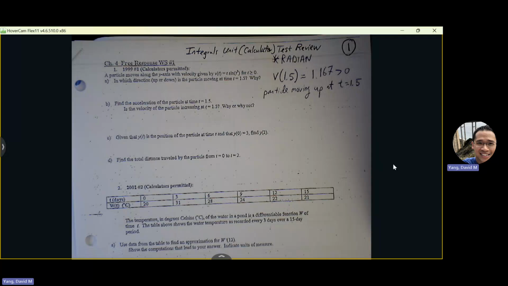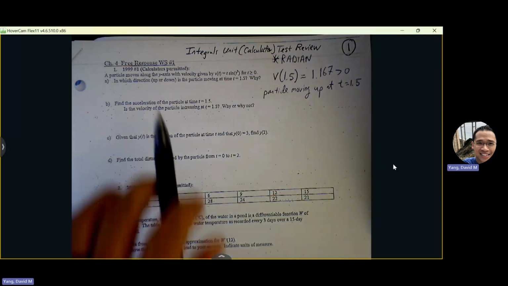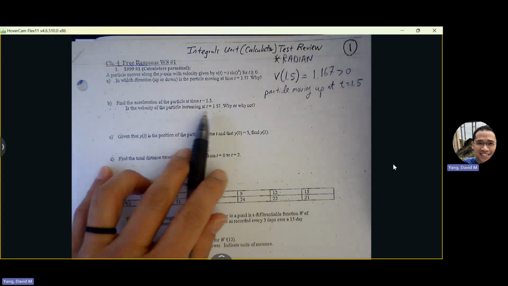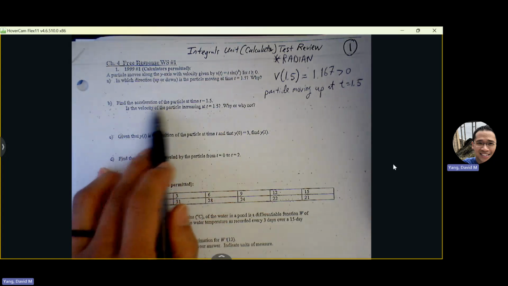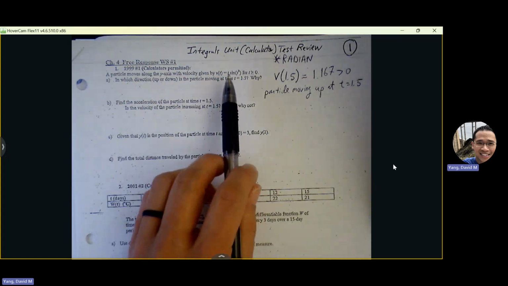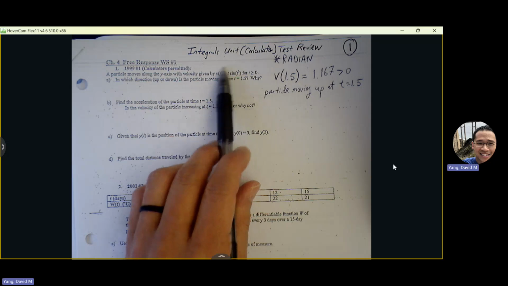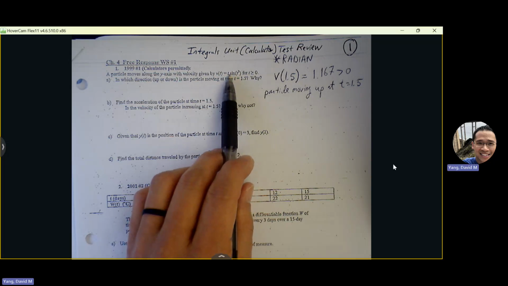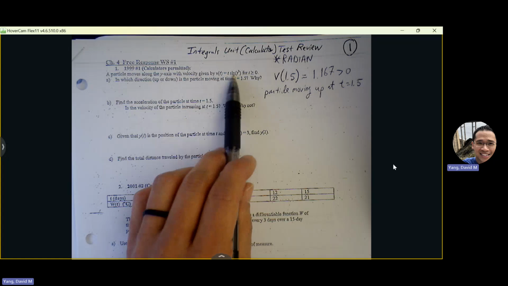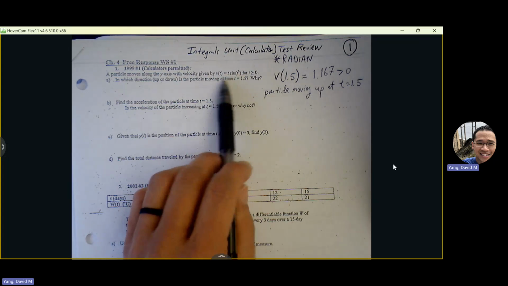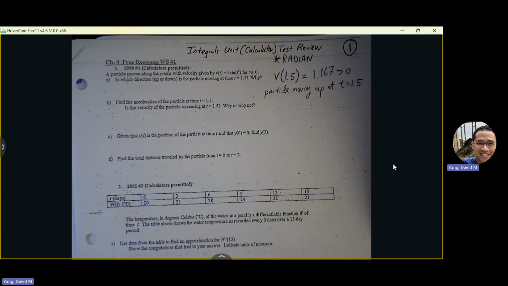Okay, part B, find the acceleration of the particle at time t equals 1.5. Is the velocity increasing at t equals 1.5? So acceleration is the what of velocity? Derivative, right? We could find a derivative. This is manageable. We can go through product rule and chain rule, f prime g plus f g prime. But this is a calculator section. We're going to make the calculator find the derivative at the point for us.